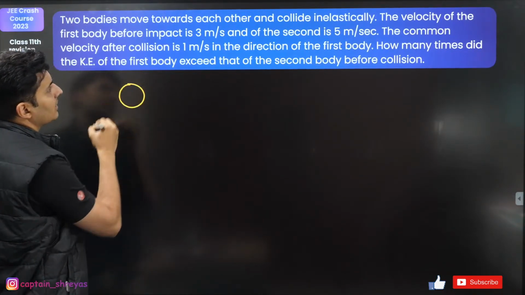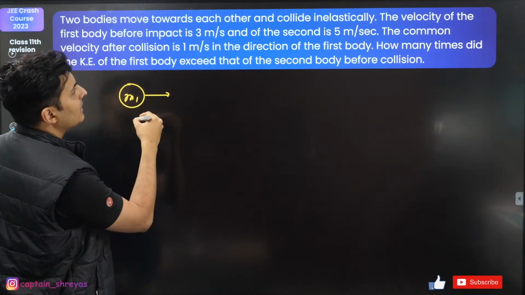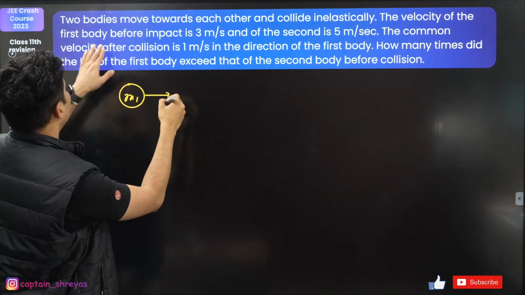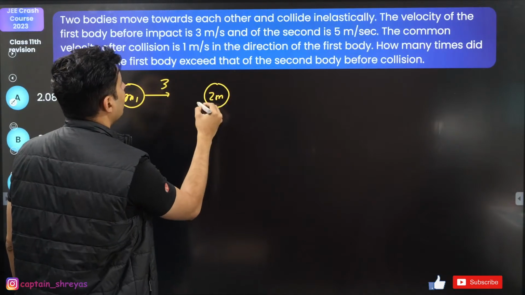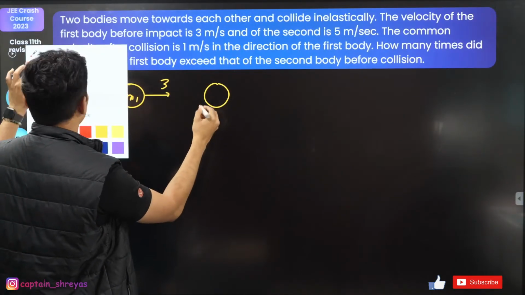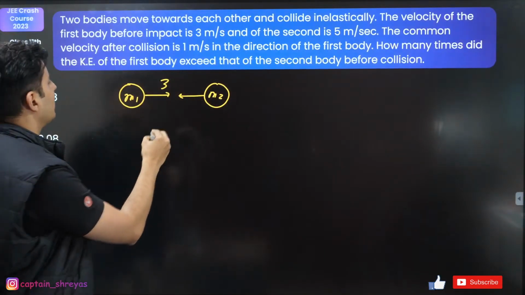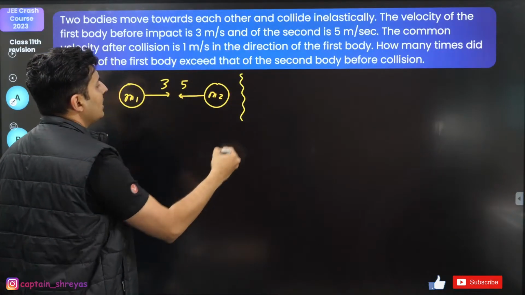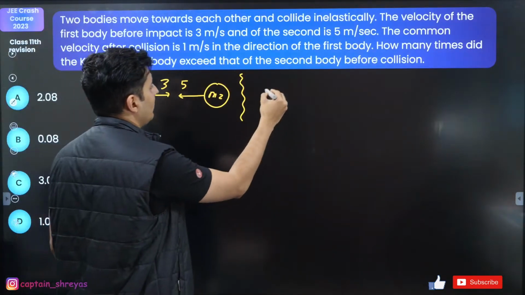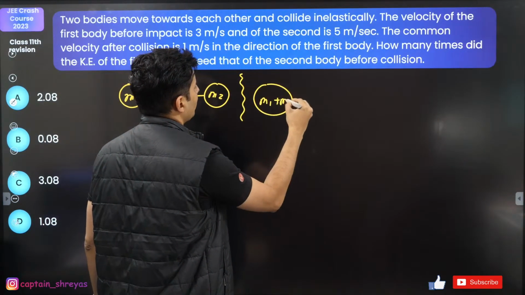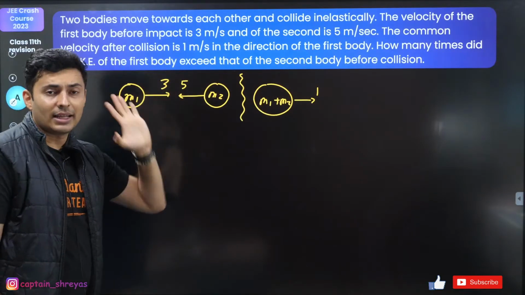Two bodies are moving towards each other. Their masses are definitely not given, so I'll just call them m1 and m2. The first body before the impact has speed 3, and the second body m2 is moving with a speed of 5 towards each other. After the collision, both of them move together with a common velocity, so it will become m1 plus m2 with the speed of 1, in the direction of the motion of the first body. That is what is given.